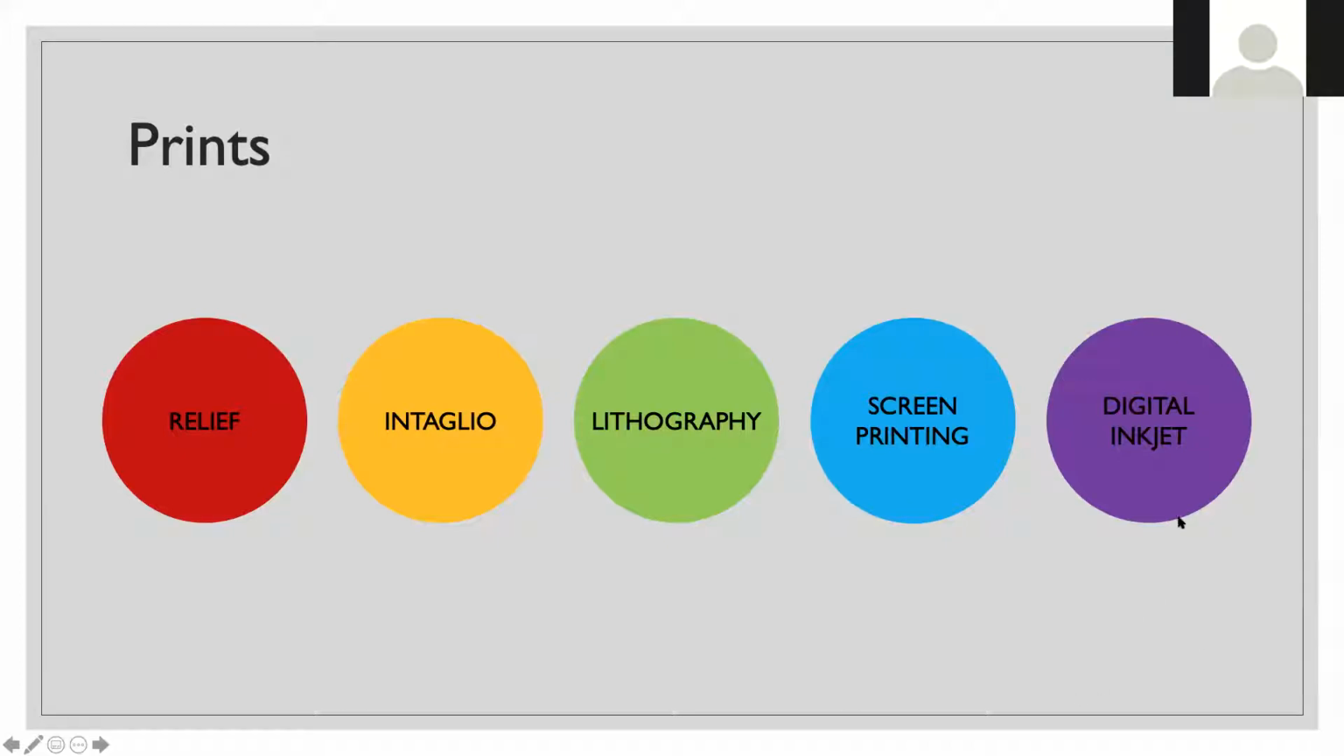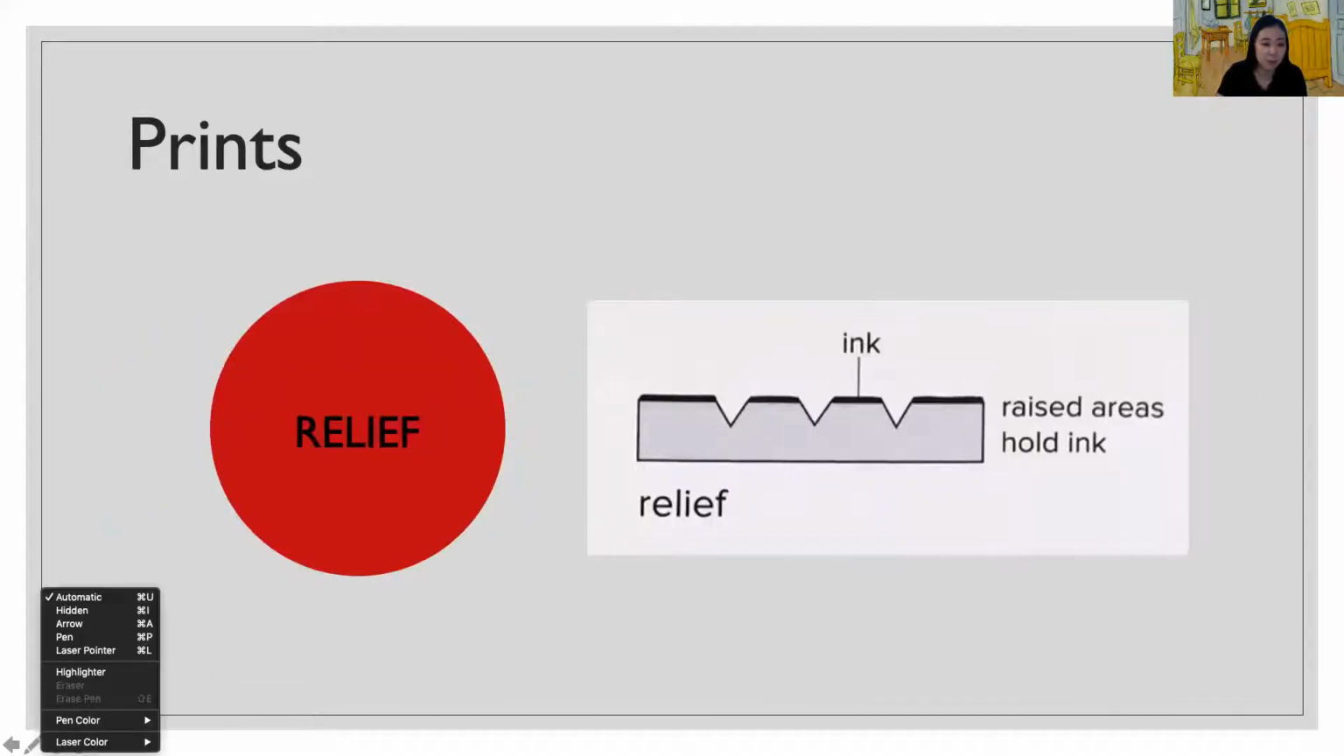We are going to skip the last one, digital inkjet. Probably everyone knows what it is. So we're gonna see these 4 printing techniques: relief, intaglio, lithography, and screen printing. So these are all very popular printmaking techniques in art. So let's see the relief first.